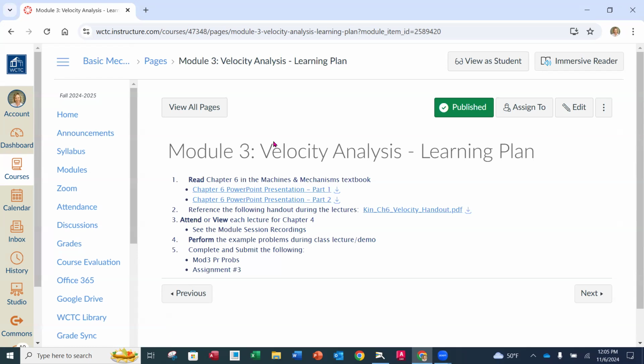We're going to be exploring Chapter 6, though. So Module 3, I know it's our third module, but we are going to be skipping over to Chapter 6 in our book. So a Part 1, Part 2. So we'll be starting Part 1 today.